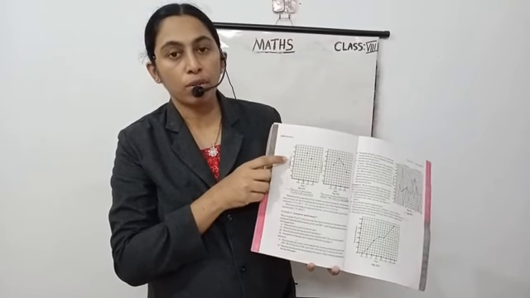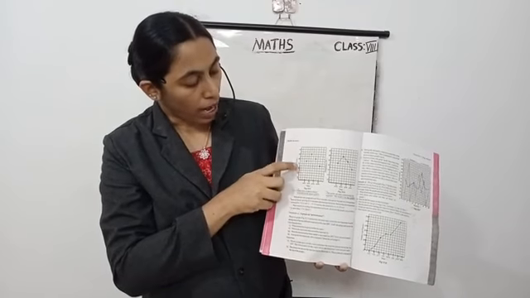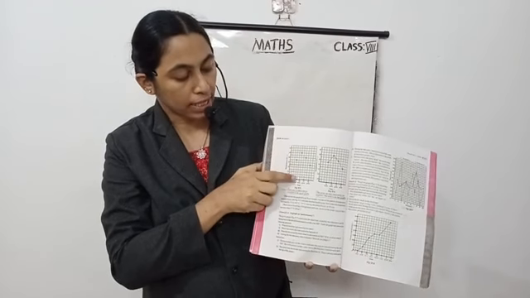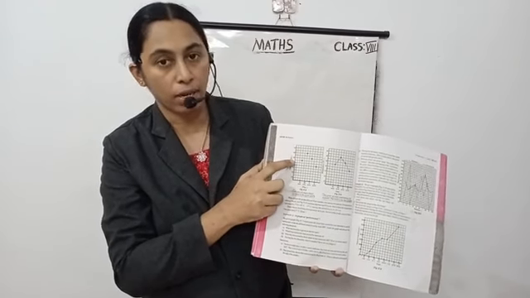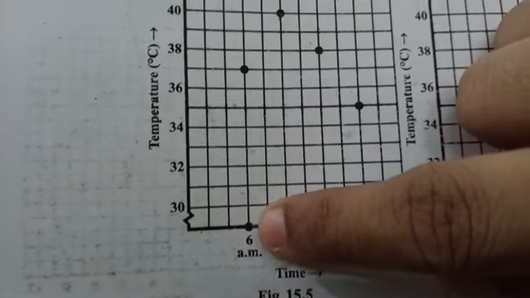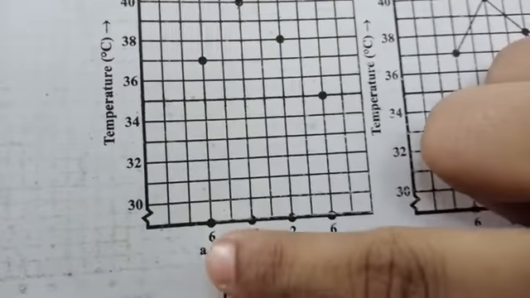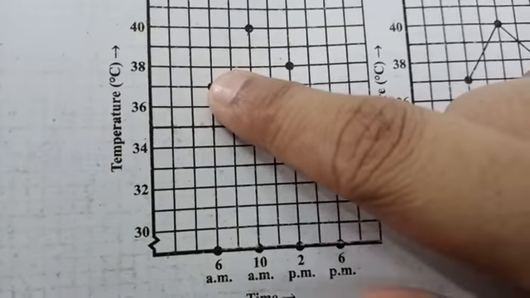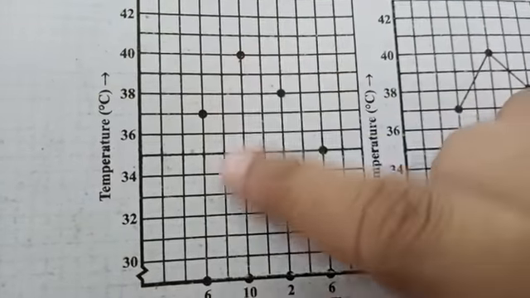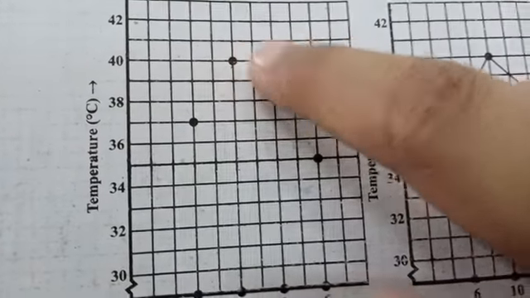Here we need not draw bars. At the place of a bar, we put dots at the correct position. At 6 a.m., 37. So we take 6 a.m., 6 a.m. 37. Here 37 temperature. So here we put a point. Now 10 a.m., 40 degree, so at 10 a.m., here 40 degree, then here make a point.